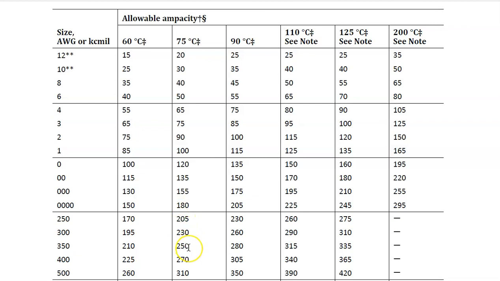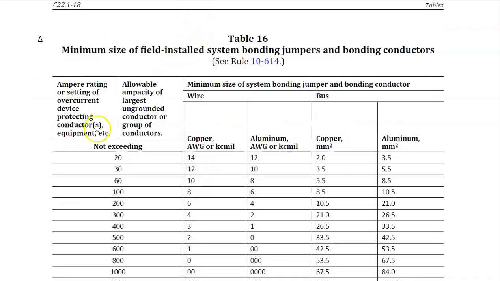I go down here in my aluminum 75-degree column, and I see that 350 MCM is going to be the size I need. So 350 is good for 250 amps. Once again, I'm going to take that over to my table 16, and inside of table 16, now I've got to go down here. Does it exceed 200? Absolutely. My conductors are good for 250.